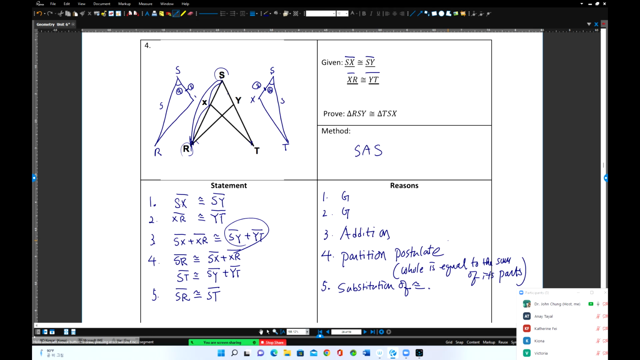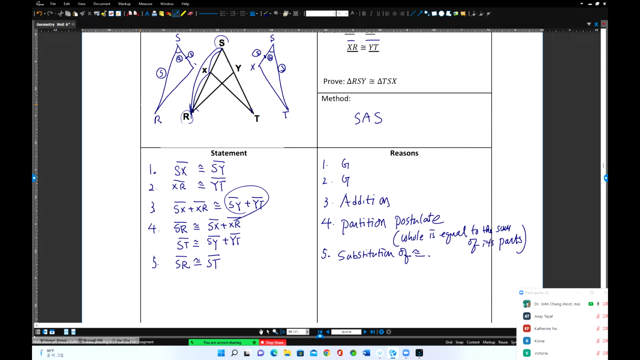Now we got everything. Now this is done. S equals S by using the addition. That is side angle side. And now you can say triangle RSY is congruent to triangle TSX. Side angle side. Excellent proof.